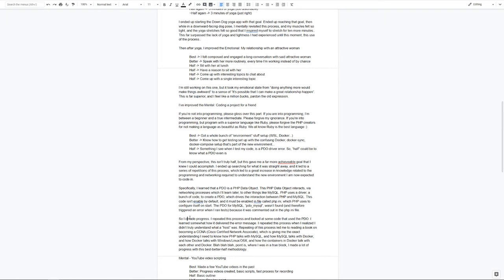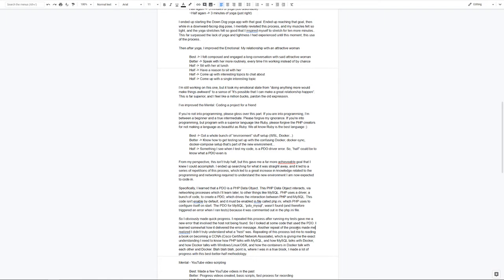So I've obviously made quick progress. I repeated this process after my tests gave me a new error that involved a host not being found. So I looked at some code that used the PDO. I learned somewhat how it delivered the error message. I repeated the process.